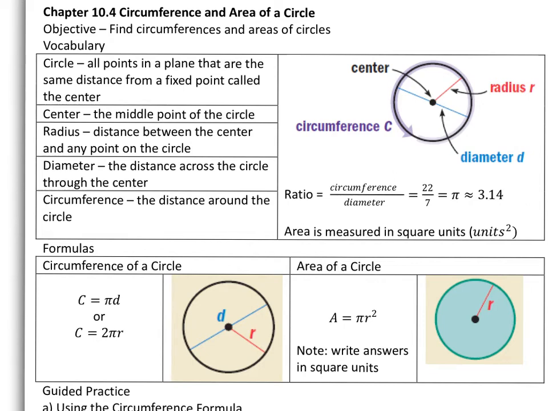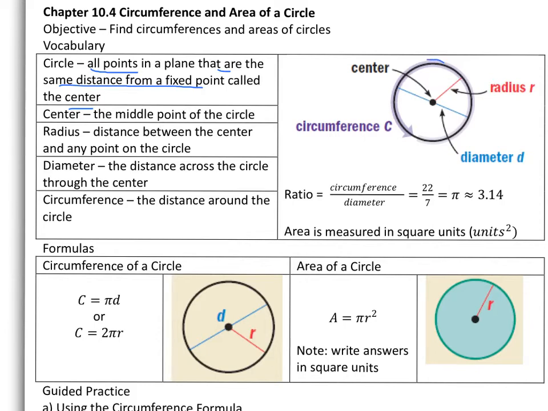In this lesson, we will be learning about finding the circumferences and areas of a circle. Let's begin with the vocabulary terms. The circle. The circle is defined as all the points in a plane that are the same distance from a fixed point called the center.